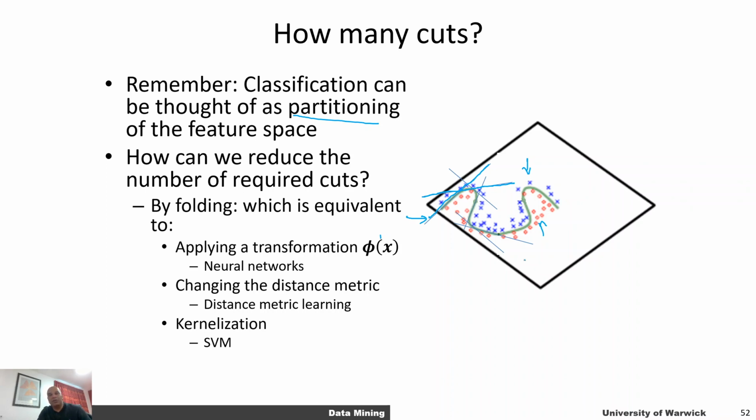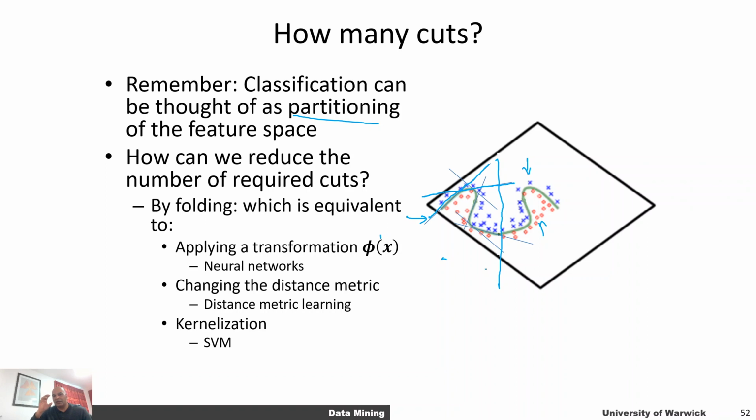So how do we reduce the number of cuts? We can reduce the number of cuts by exploiting symmetries in this feature space. If you're a physics fan, think symmetries. It's the exact same thing. Let's say this function, for example, is symmetric with respect to this point over here. Then what we can do is perhaps fold this feature space, and that is going to reduce the number of cuts needed exponentially.